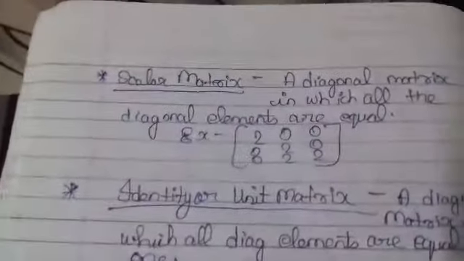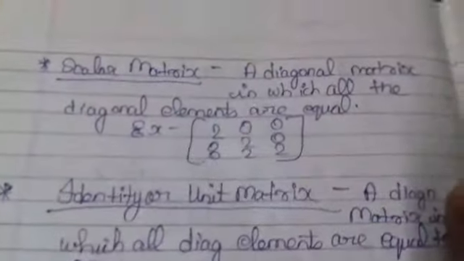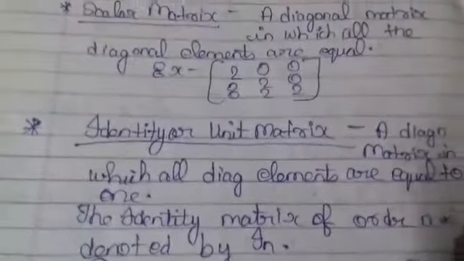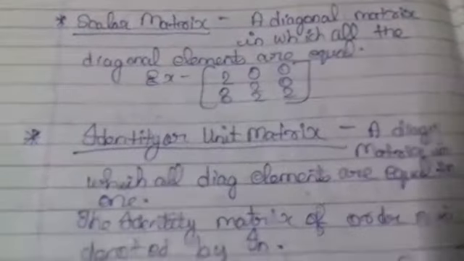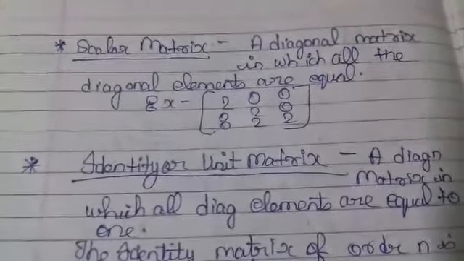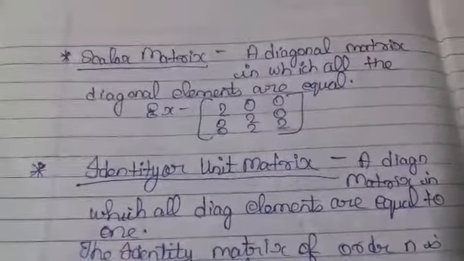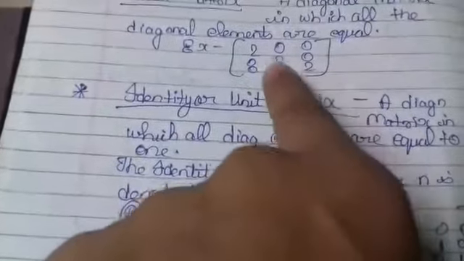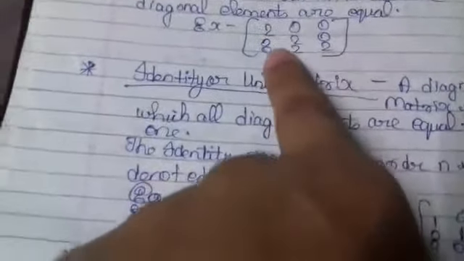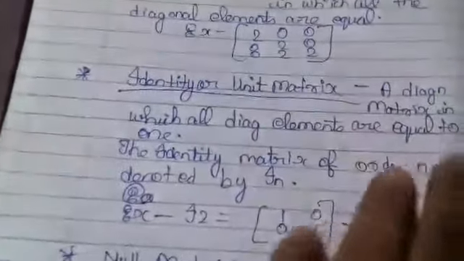Scalar matrix: a scalar matrix is a matrix in which the diagonal elements are equal and all other elements of the matrix are 0. Here you can see only the diagonal elements are 2 2, and in the 3 into 3 example it is 2 2 2 and the others are 0 0.